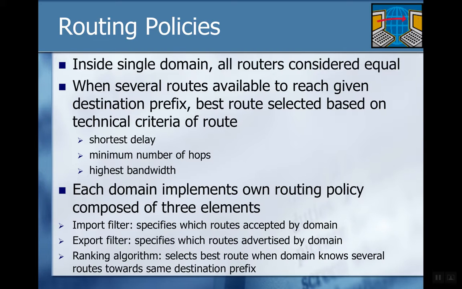A router has lists, tables of addresses that it can look up, that it develops itself, and then shares with other routers, and then brings data in and sends it out. So the routing policy: import filter, which routes are accepted; export filter, which ones are advertised; and ranking, what is the best route when there are alternate routes.